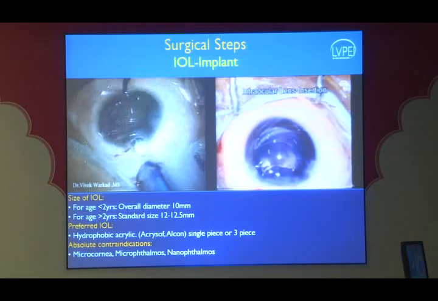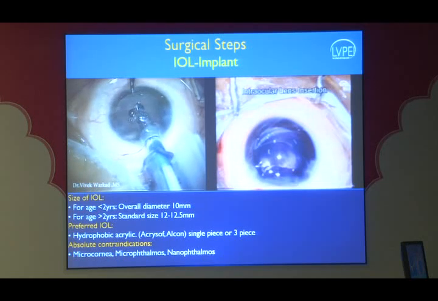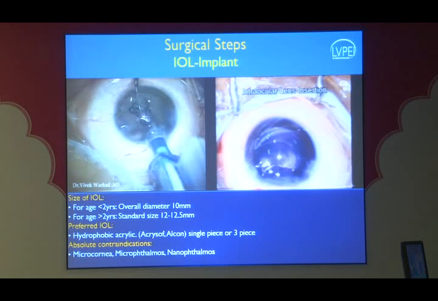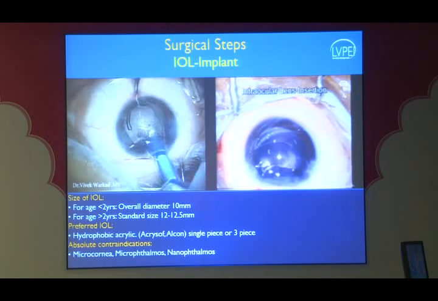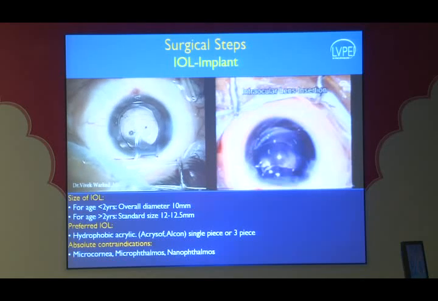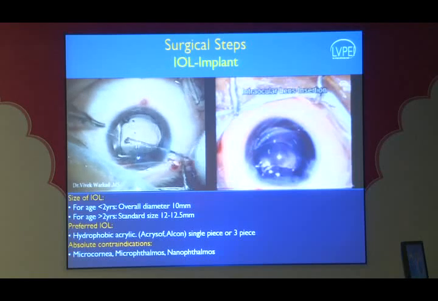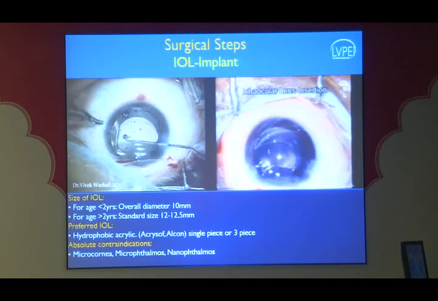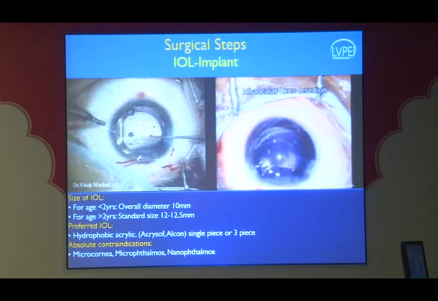As for the size of the IOL, less than 2 years, the overall diameter is 10 millimeter, and more than 2 years, the adult standard size is what we are using, because by that time 90% of the eyeball is that of the adult eyeball. Preferred IOL: hydrophobic acrylic, single piece or 3 piece. These are the absolute contraindications. Uveitis is nowadays no more an absolute contraindication. We can always control the inflammation in a proper way and then take the patient for putting the IOL.